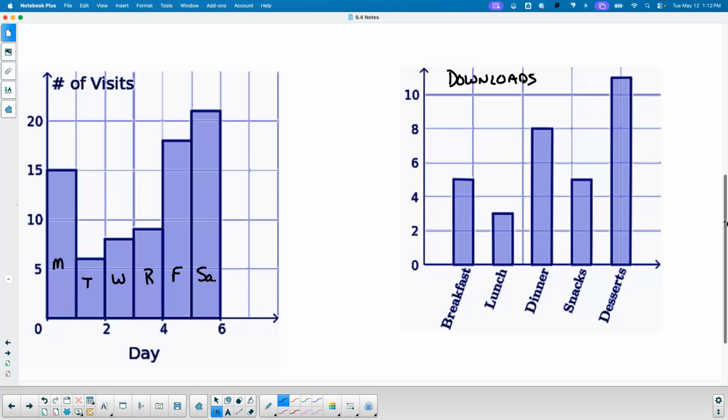Does that matter to us though? No. It's just a scaling. Okay. The right one isn't going up by days. It's going up by types. Like types of the recipes that they downloaded? Yeah. Okay. What else do we see?